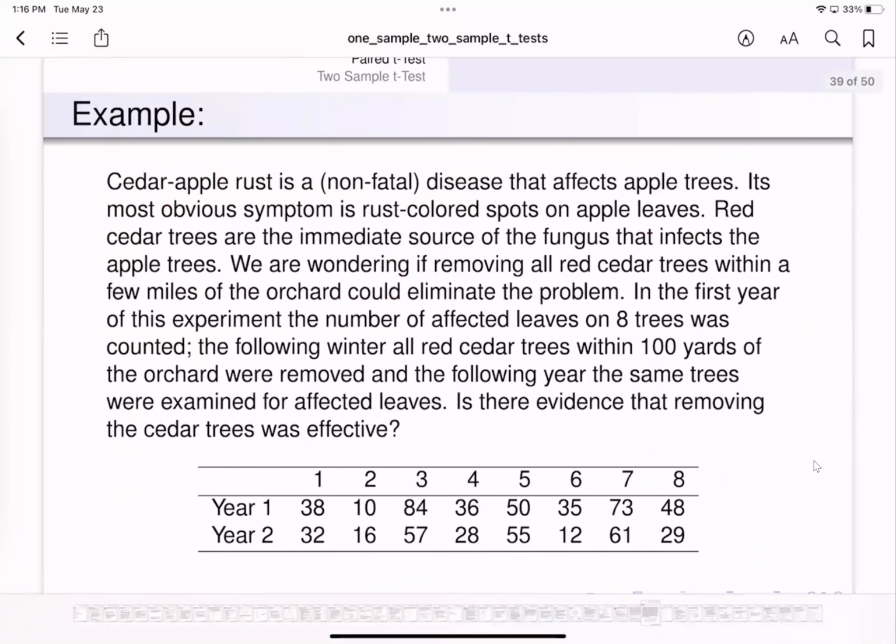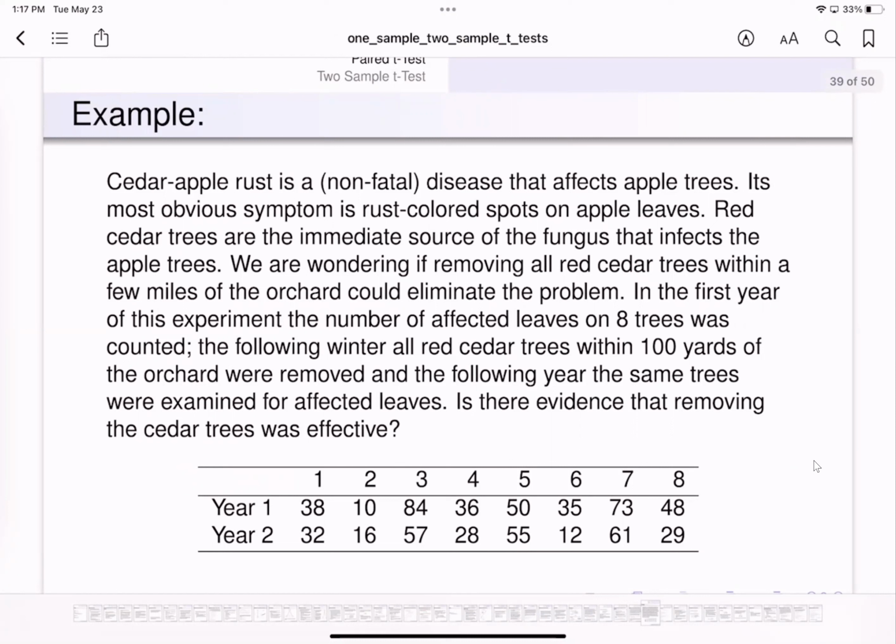Here's an example for that. For this example, we are looking at cedar apple rust on apple trees. And this kind of rust has rust-colored spots on apple leaves. And it's suspected that removing these red cedar trees around apple trees could help reduce these rust-colored spots on apple trees. So they did an experiment.